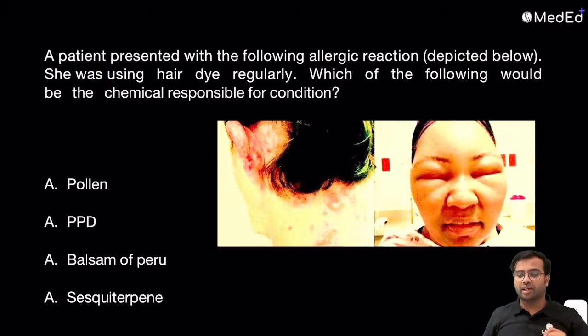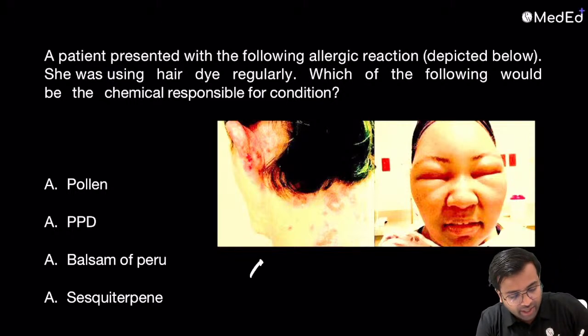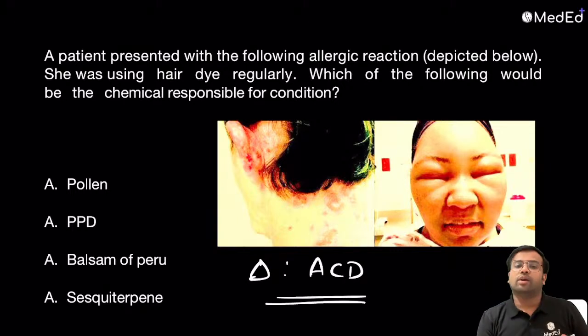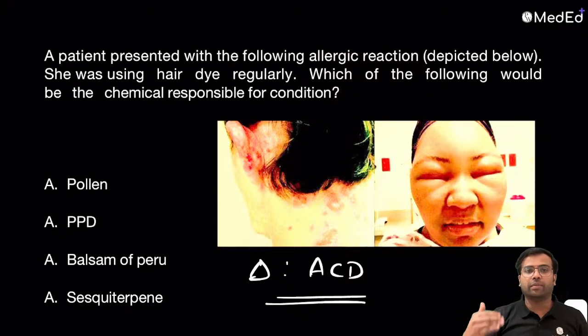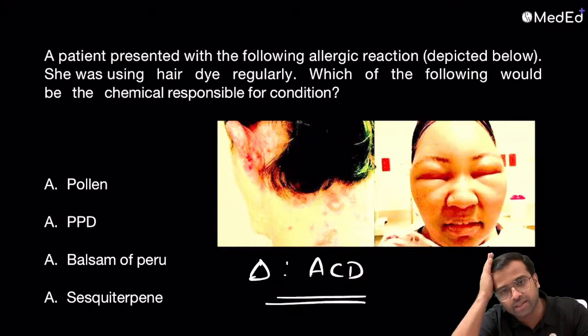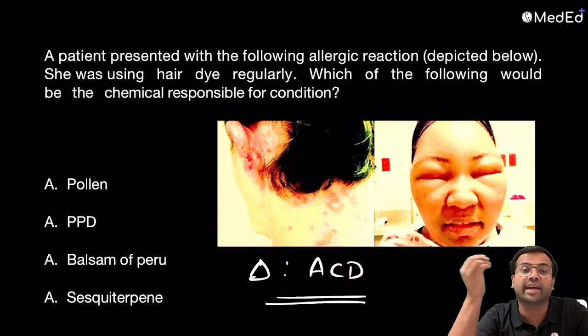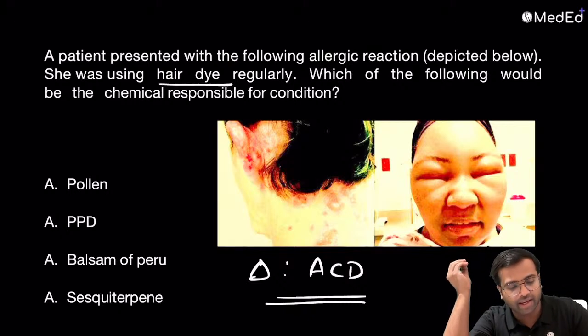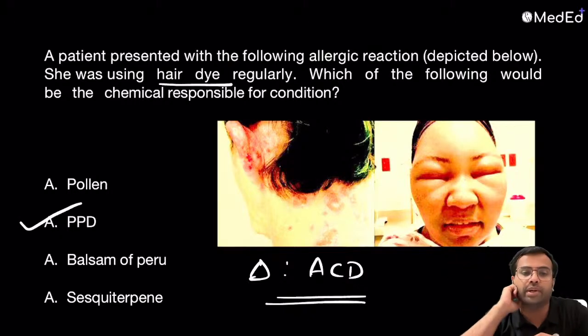Yeah, very good. The correct answer here, the diagnosis should be allergic contact dermatitis. Okay, somebody who is going to develop an allergy because the skin gets in contact with some allergen. This is called allergic contact dermatitis. And what is the most common cause for allergic contact dermatitis, which is associated with a hair dye? So with hair dye, the right answer should be PPD.